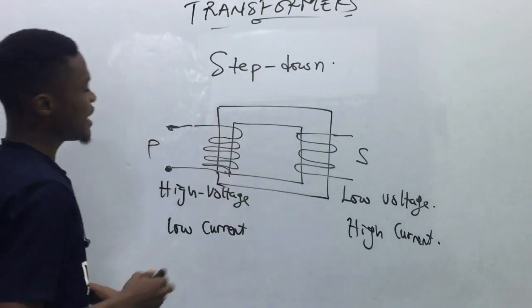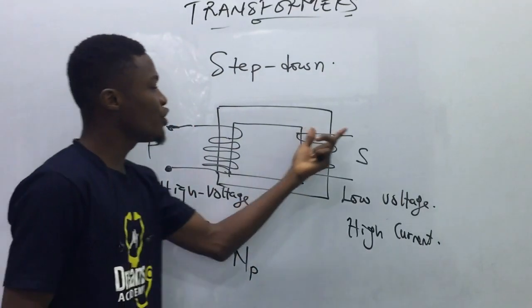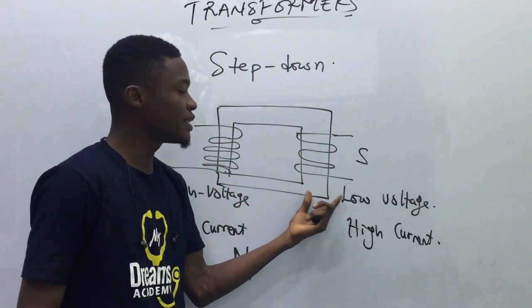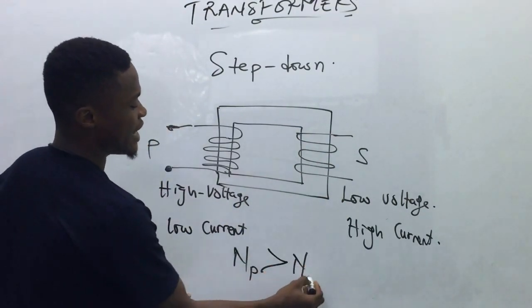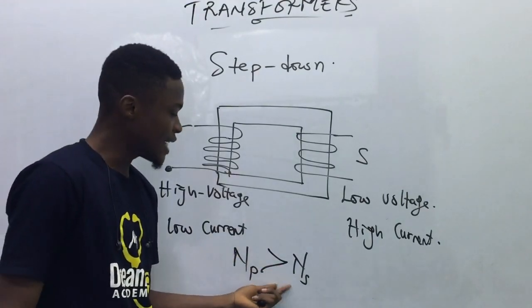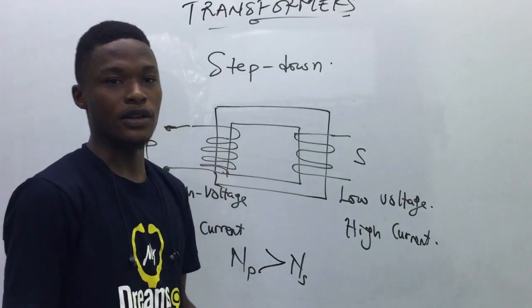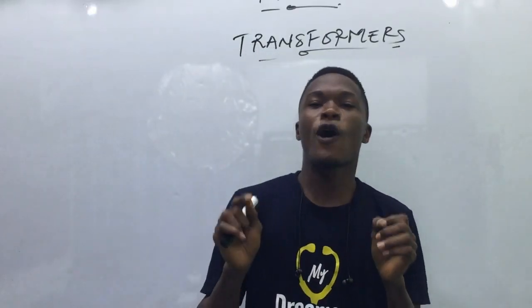Now, here the same thing, if we use NP to represent the number of turns in the primary, and we use NS to represent the number of turns in the secondary, then we can write that NP is greater than NS. Okay, so that means that the number of turns in the primary is greater than the number of turns in the what? Secondary.